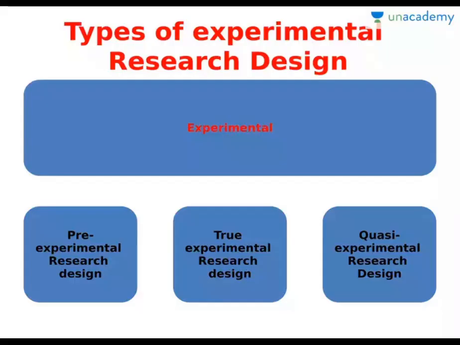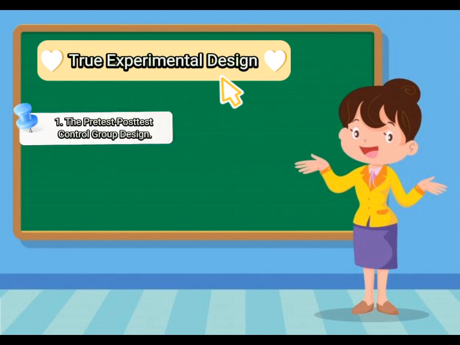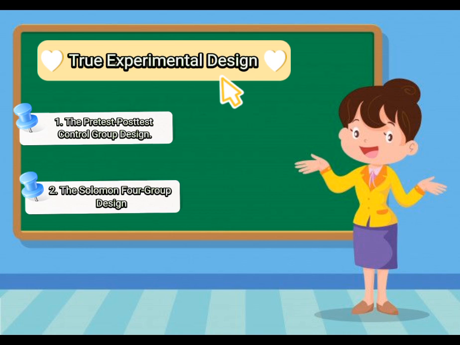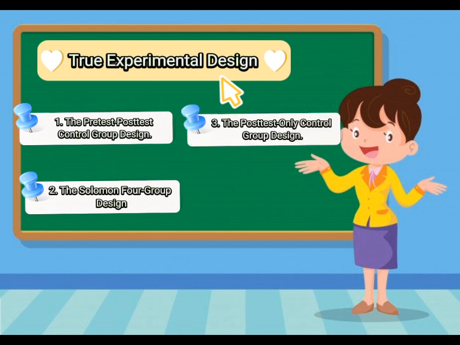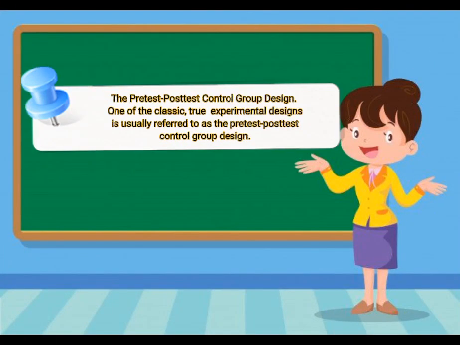Experimental designs. Types of experimental research design. True experimental design. 1. The pretest post-test control group design. 2. The Solomon 4 group design. 3. The post-test only control group design. 4. Factorial designs. The pretest post-test control group design, one of the classic true experimental designs, is usually referred to as the pretest post-test control group design.